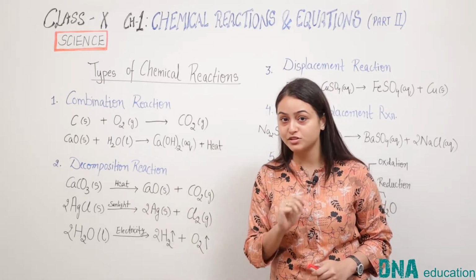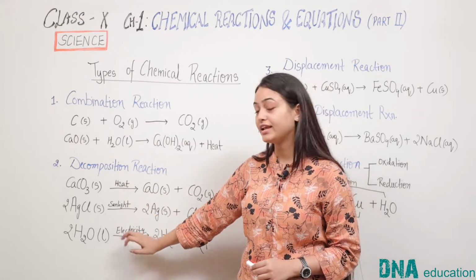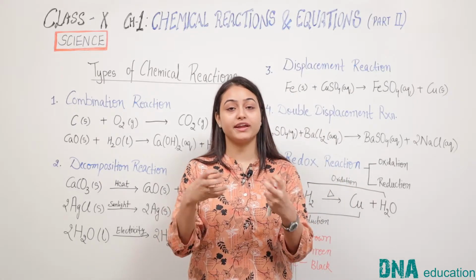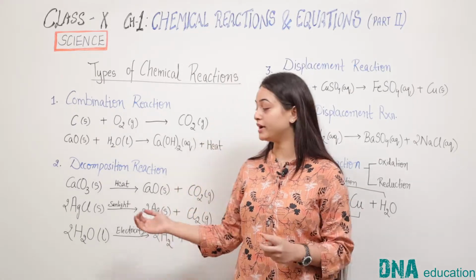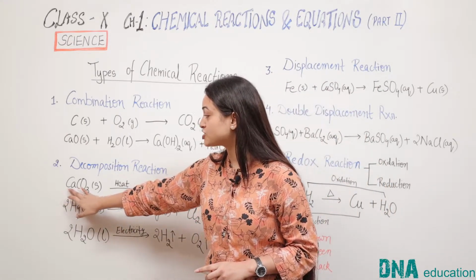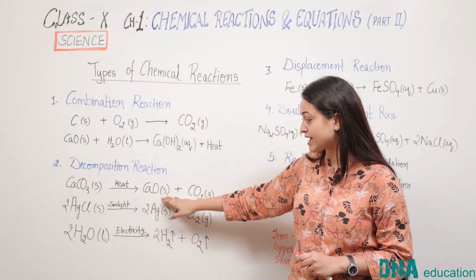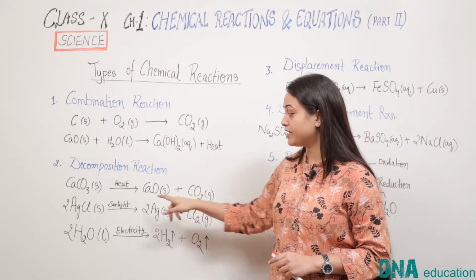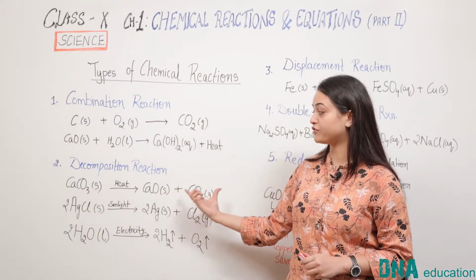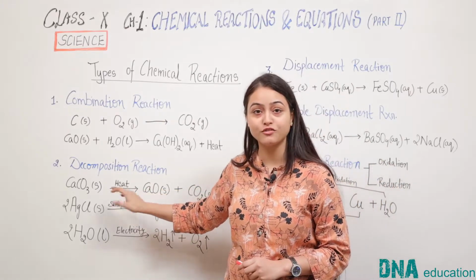There are three primary sources of energy. First is heat, then sunlight, and then electricity. By these three means, we can supply energy in the system to break down a compound or decompose a compound into multiple products. Let us consider the example of heat. When calcium carbonate is heated, it breaks down into calcium oxide and carbon dioxide. Here heat is used to break down calcium carbonate into two different products. So this is a decomposition reaction with the utilization of heat.